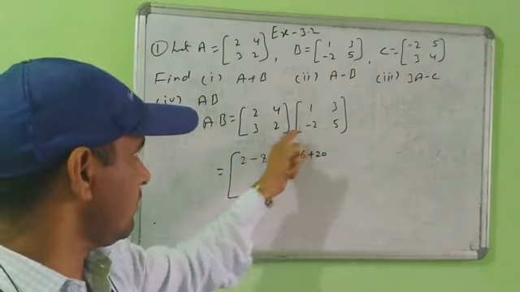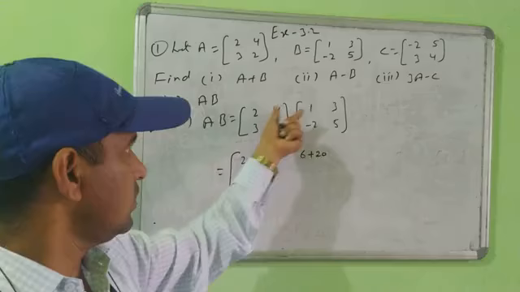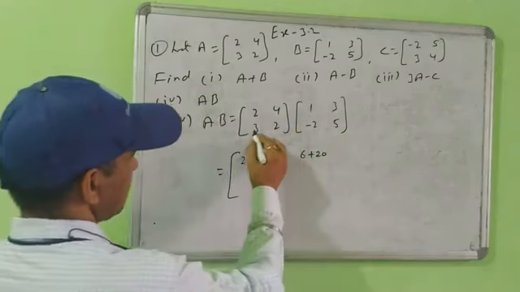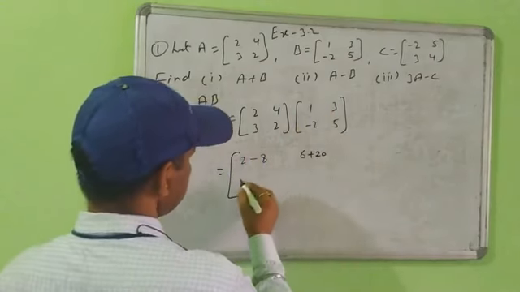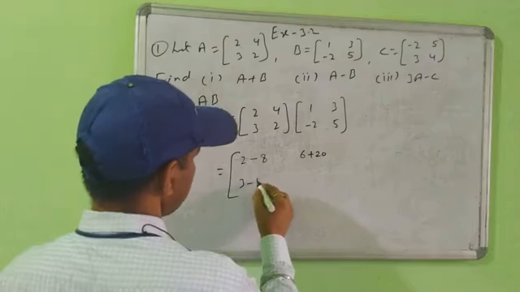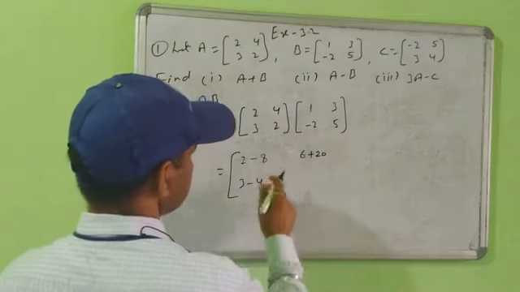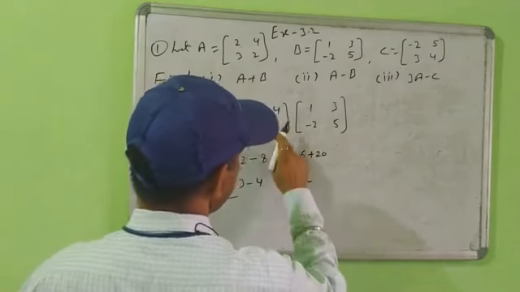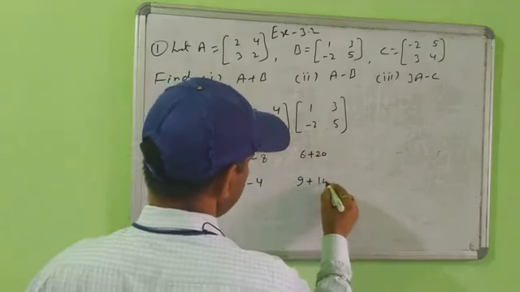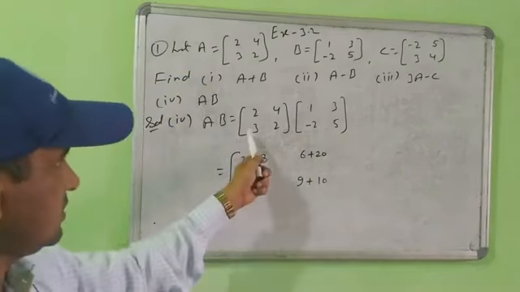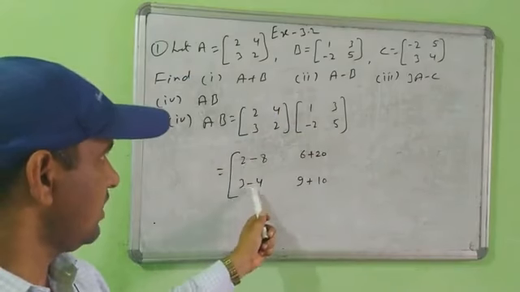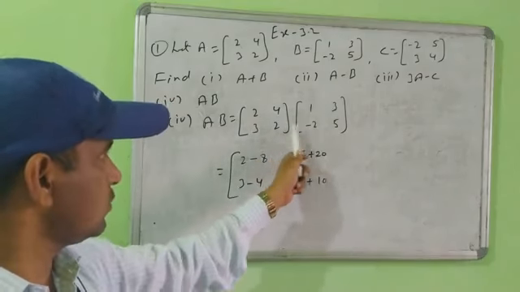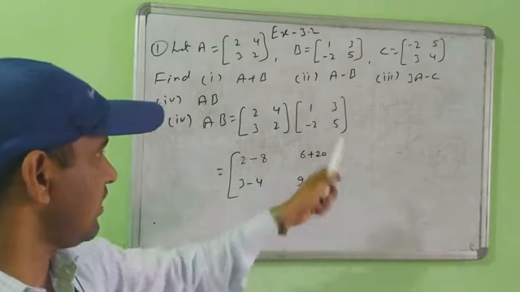First row, first column multiplication is this portion. First row, second column is this portion. Next, second row, first column: 3 times 1 is 3 and 2 times minus 2 is minus 4. Second row, second column: 3 times 3 is 9 and 2 times 5 is 10.